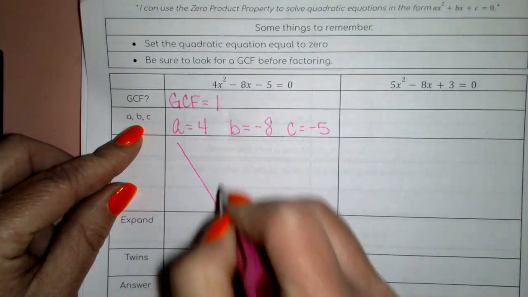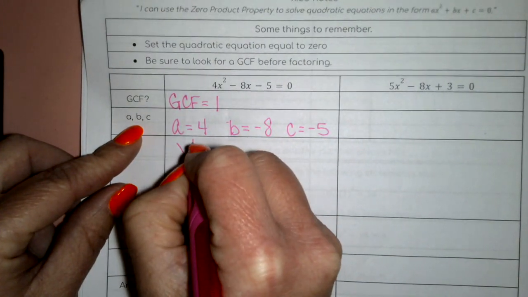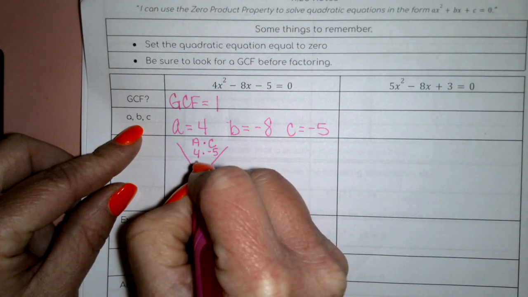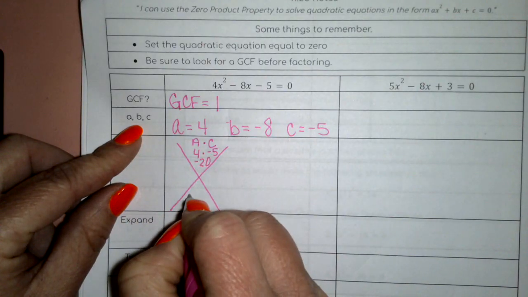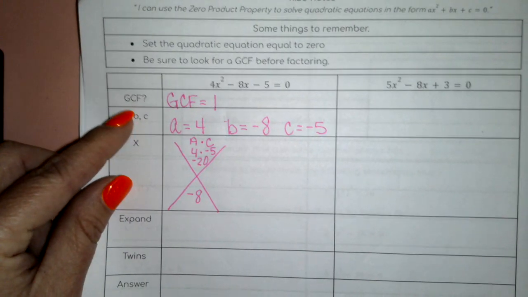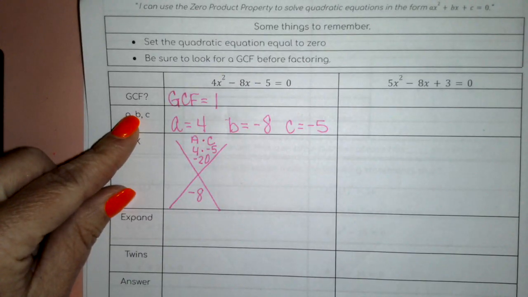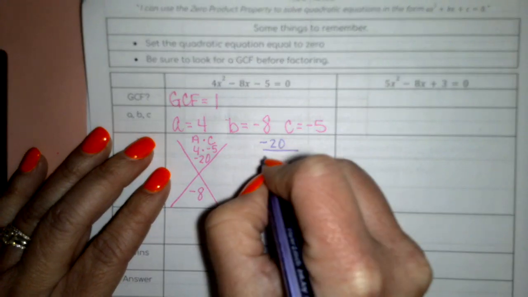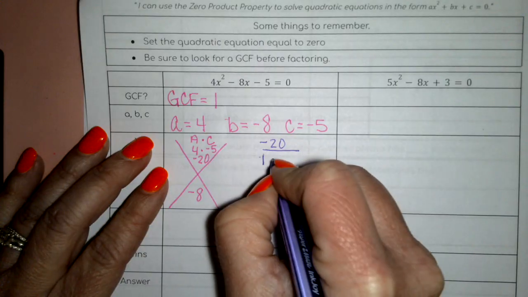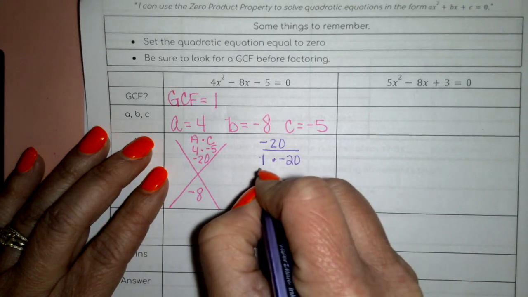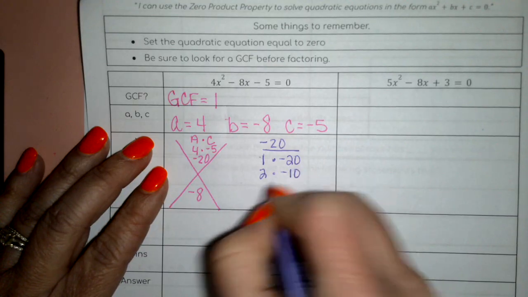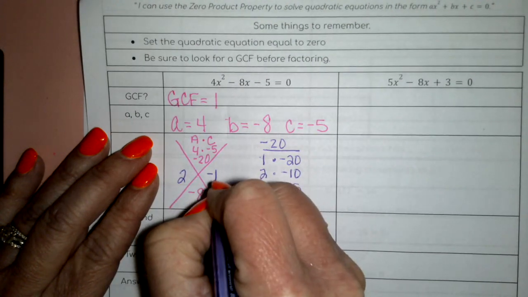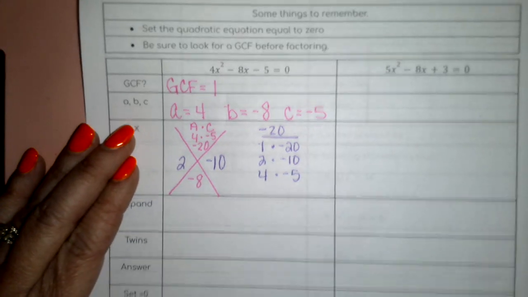We're ready to do our X factor, which is A times C, 4 times negative 5, which is negative 20. And then we'll add those together to get negative 8. So factors of negative 20 are positive 1 times negative 20, 2 times negative 10, and 4 times negative 5. So 2 times negative 10 is our factor pair that works.